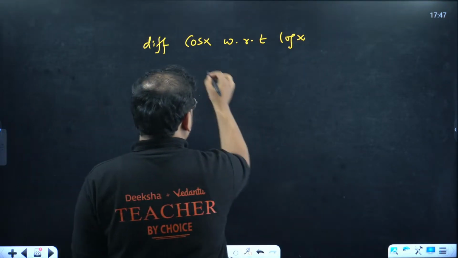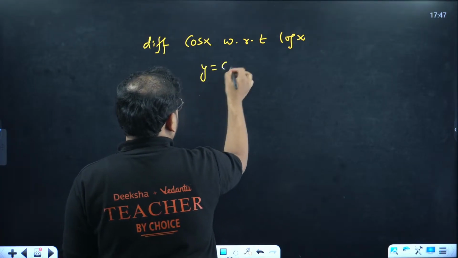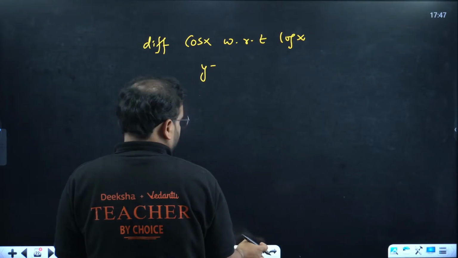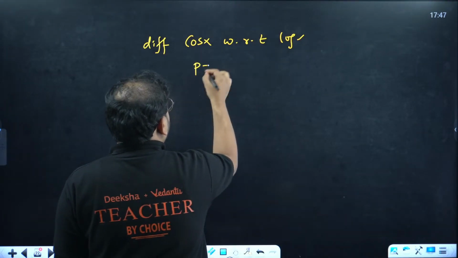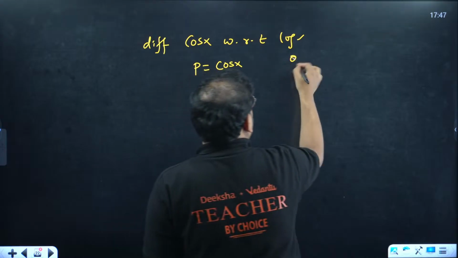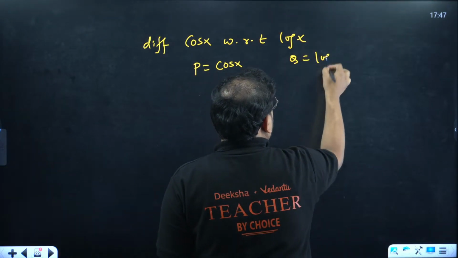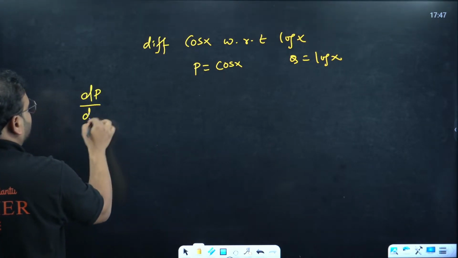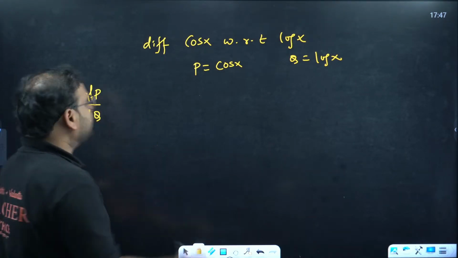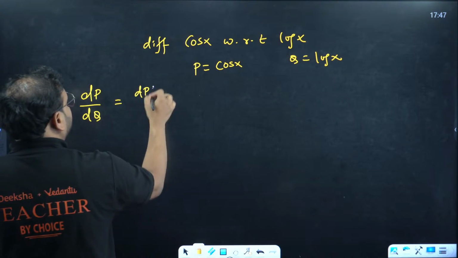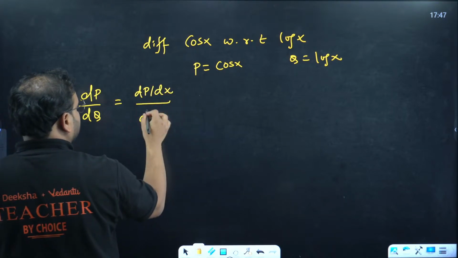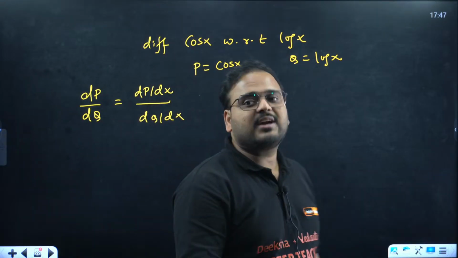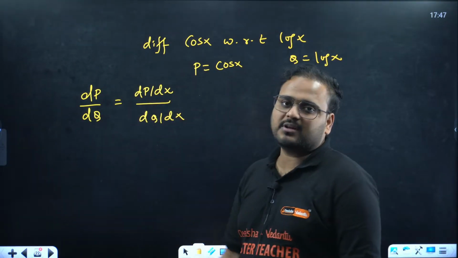So you're going to do what? Take this as y and this as, we can't do that, right? Let's do something else. p as cos x and q as log x. What are they asking? Differentiate p with respect to q. How do you solve it? Basically, dp by dx, the parameter x, and dq by dx. So both functions are in some other parameter. Differentiate that and put it in the ratio.